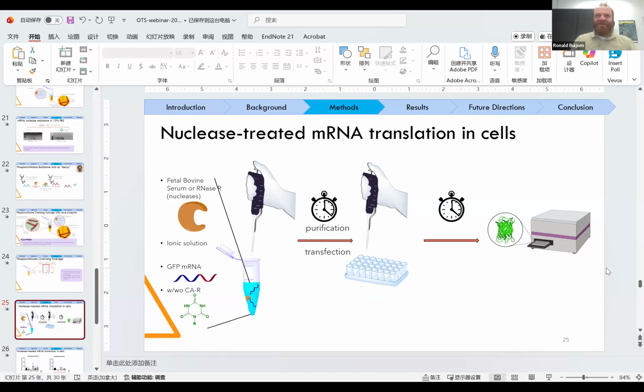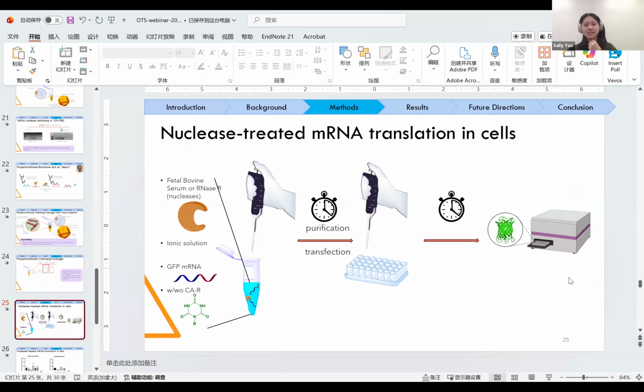Because you can make a formulation with a more stable component, but it also needs to do something. It needs to be translated. So that's my question: how did you test this in cells, and how could you make it even more complicated and test it in more difficult systems?